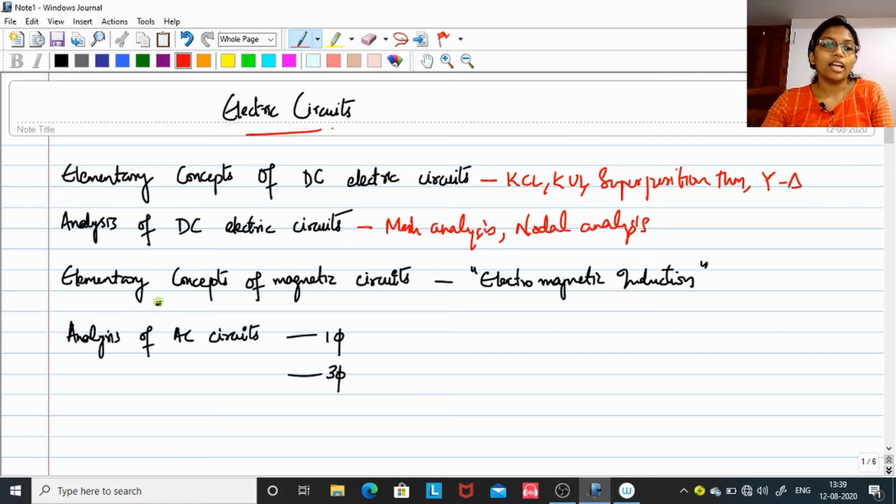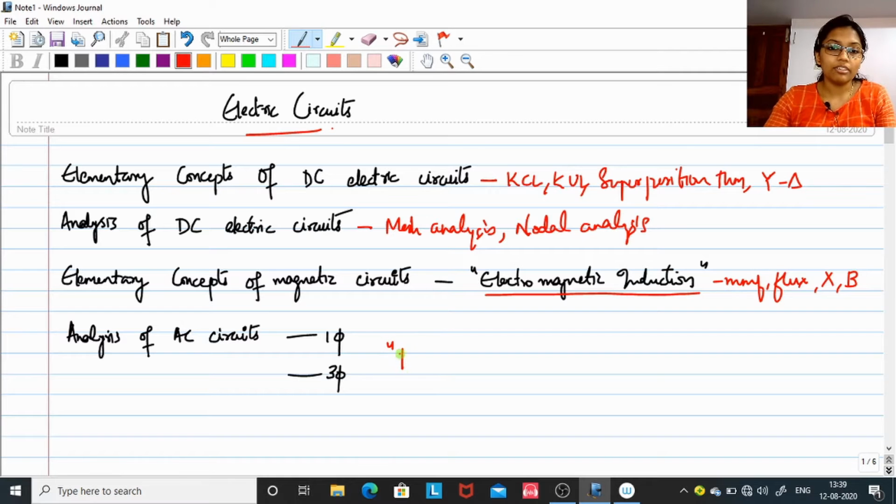And the third one is elementary concepts of magnetic circuits. There we will highlight electromagnetic induction, which we had studied in our plus 1 plus 2. Also, we will discuss about MMF, flux, reluctance, susceptance, etc. And lastly, we will have analysis of AC circuits. Here you can see 2 branches coming out, that is single phase and 3 phase system. Here we will have a discussion about phasor diagrams.